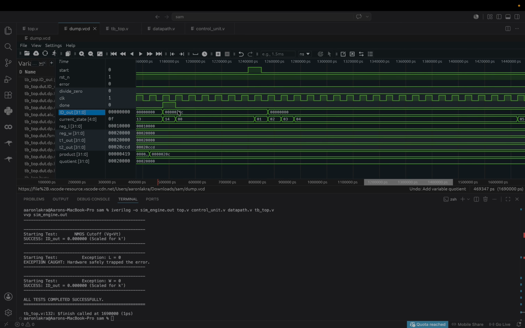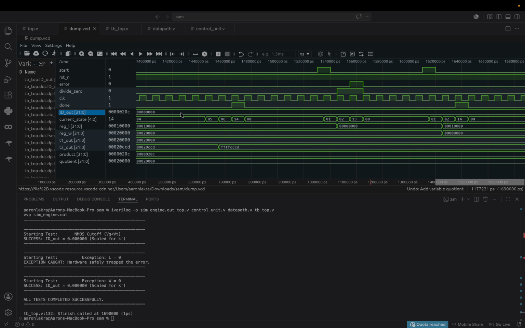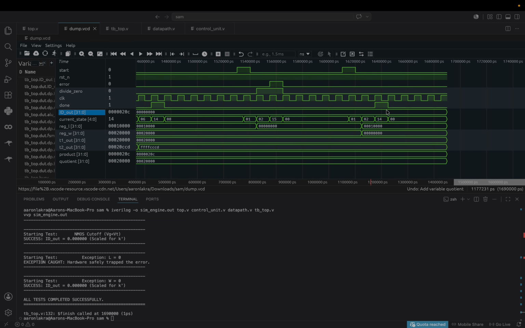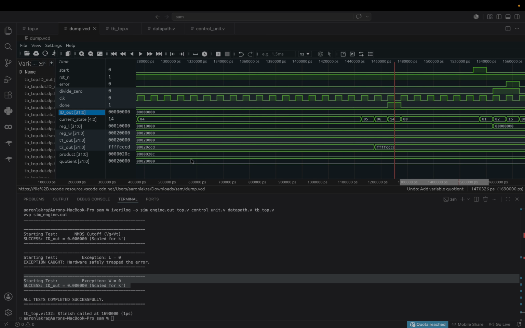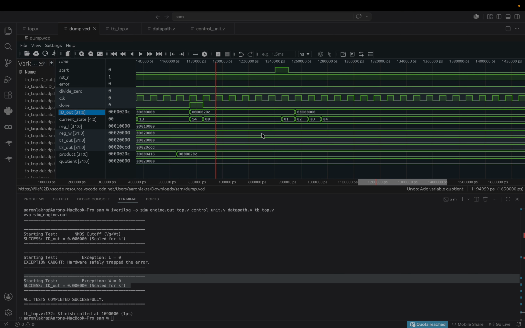This is the calculation, and the current signal shows the total current output. When it's done, the done signal will go up, and then the output will be given out. This is almost the end of the simulation, where we did the exception, and for this one the current is 0, and for the previous one here we got the ID out to a certain value.